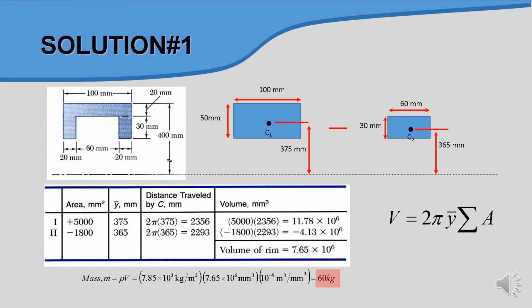But please remember that the dimension given is in mm, so we need to convert to SI units, so that we get the value of 60 kilogram. So in order to get the weight, we multiply by the acceleration of gravity, so we get the value of 589 Newton.